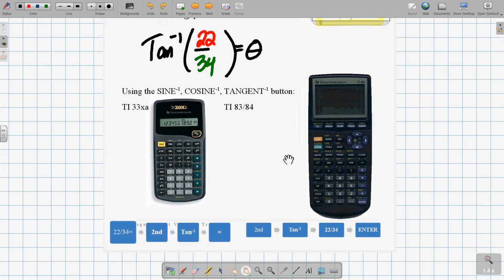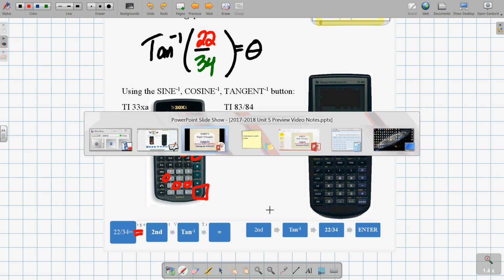Two ways. If you have the TI 30 calculator, simply do 22 divided by 34, okay? And then you hit the equal sign after that. Then you hit second function, tan, and the equal sign a second time. So you have to hit the equal sign between this. I'll show you what you should get when you do this.